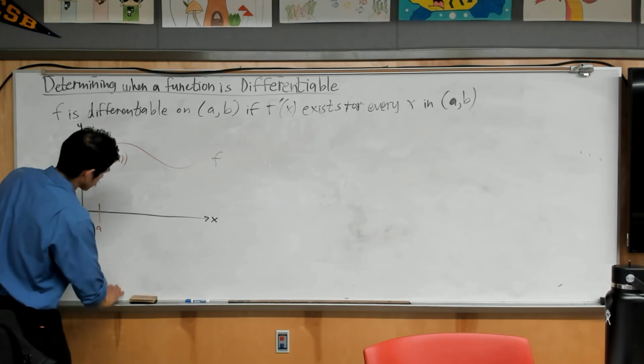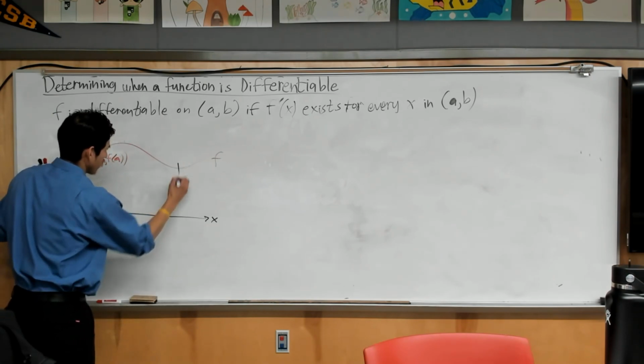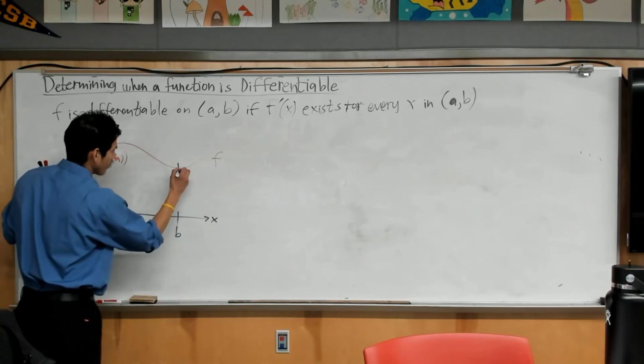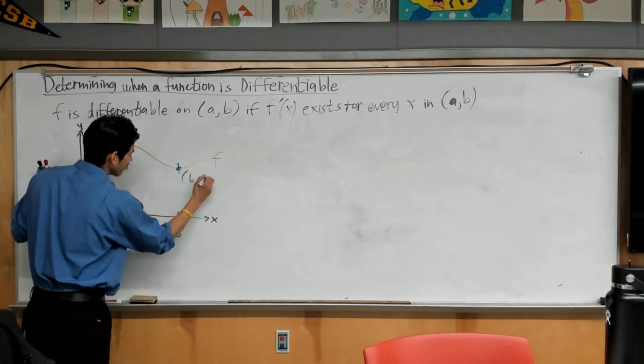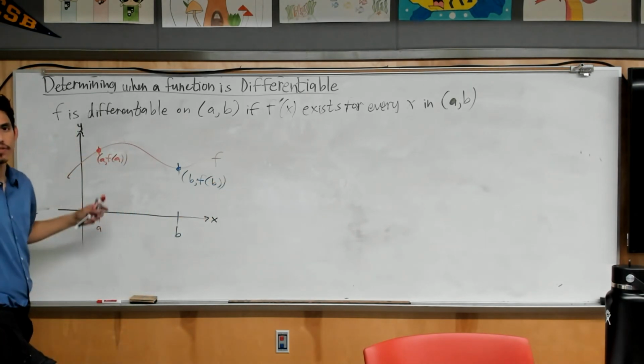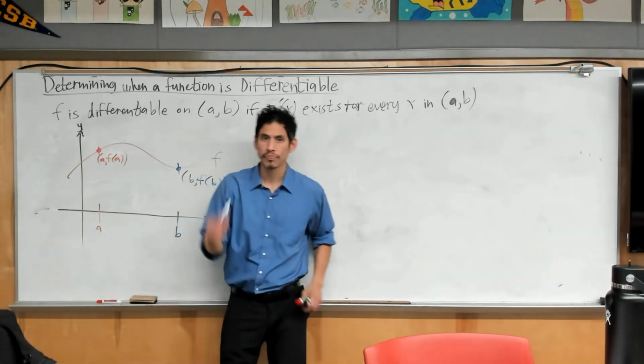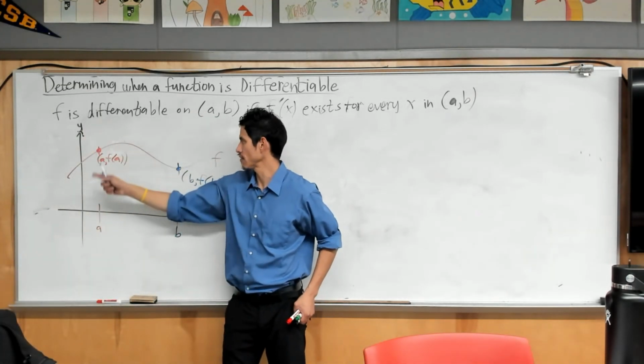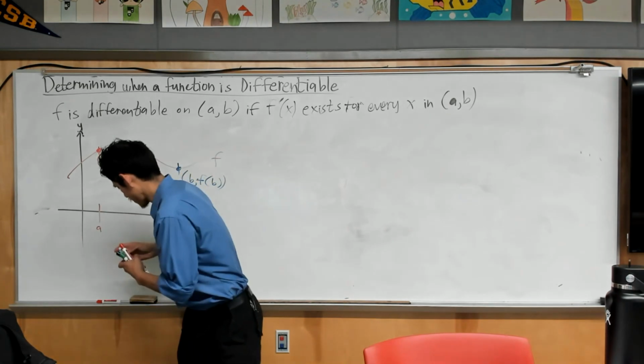And let's throw some blue action here. Then (b, f(b)). So the derivative exists on this entire interval from here to here. Let's make some dashed lines too.